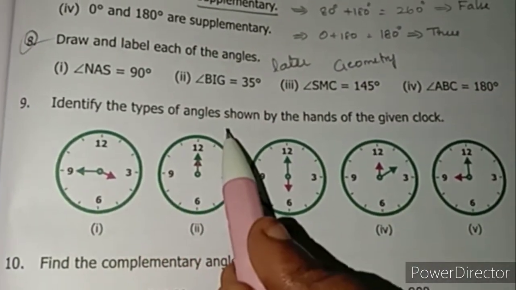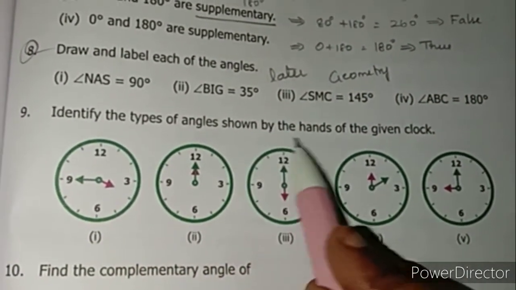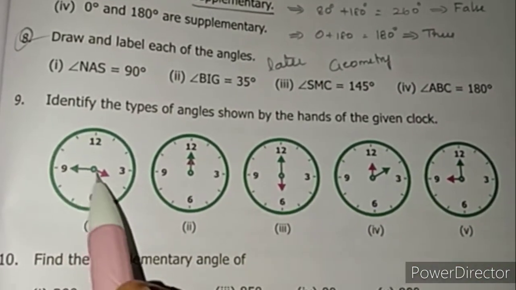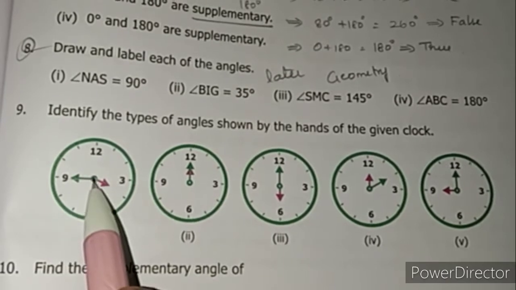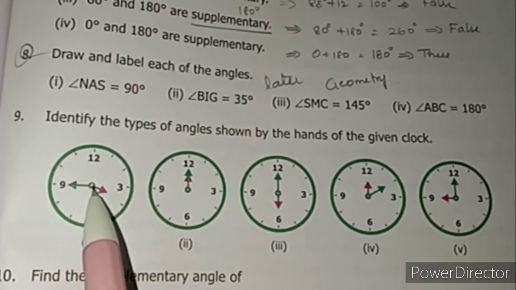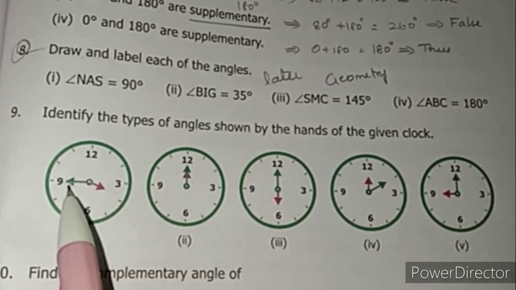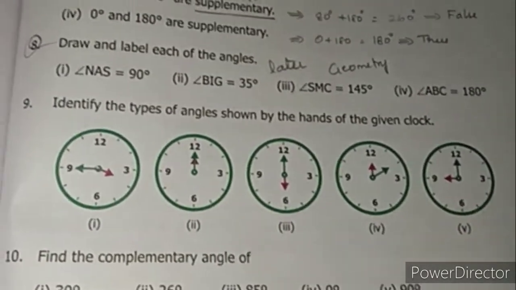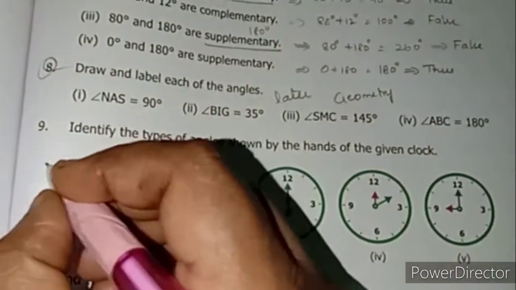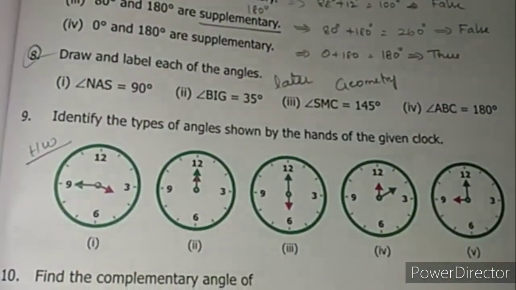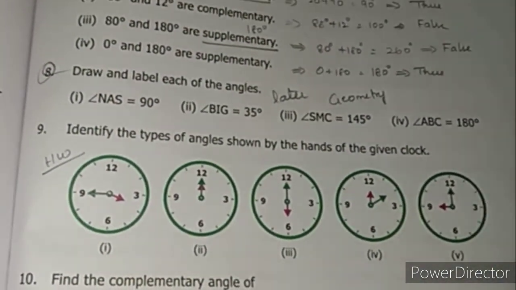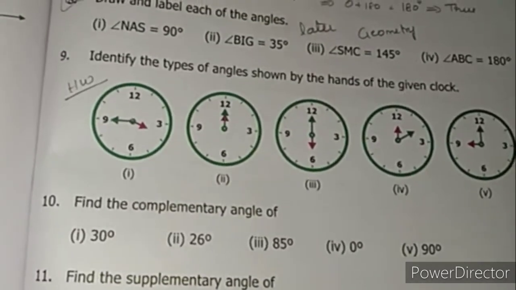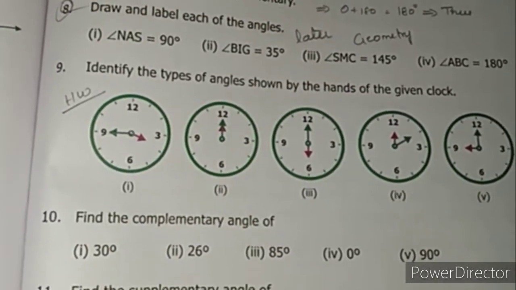See the next one given. Identify the types of angles shown by the hands of the given clock. So this one has an angle. This has a vertex. You have to keep your protractor here and find what type of angle it is. Can you do this one as homework? Simple, no? Yes. Next one. Find the complementary angle of. We'll do it in the worksheet.